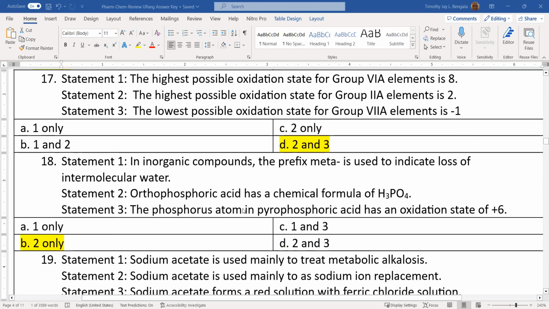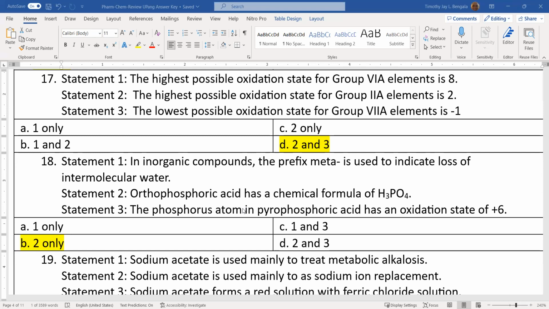Number 18. So, in number 18, statement number 1, in inorganic compounds. Again, iba yung context kasi ng meta for organic compounds. In inorganic compounds, the prefix meta is used to indicate the loss of intermolecular water. So that is incorrect because meta is for intra. Okay, so yung within the chemical structure or within the molecule itself. So intra dapat yan. So if I replace the inter with intra, the statement will be correct. So for now, it is wrong.